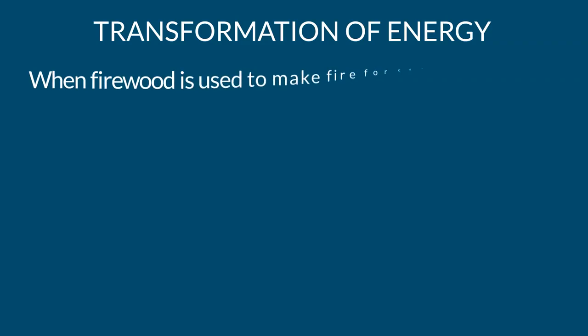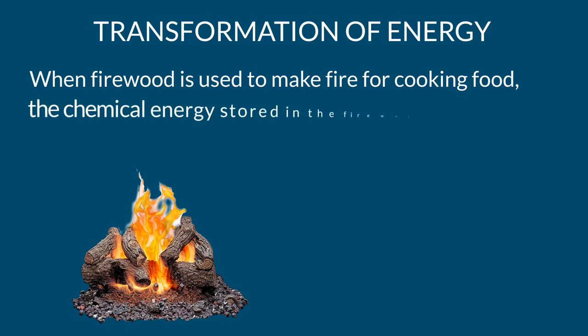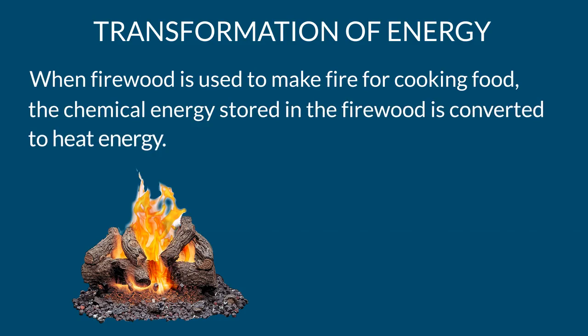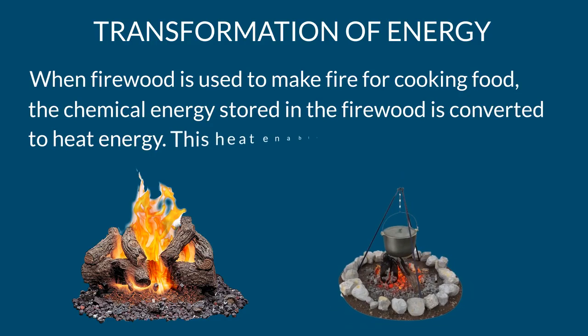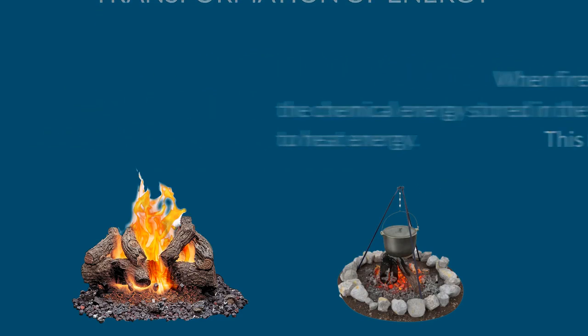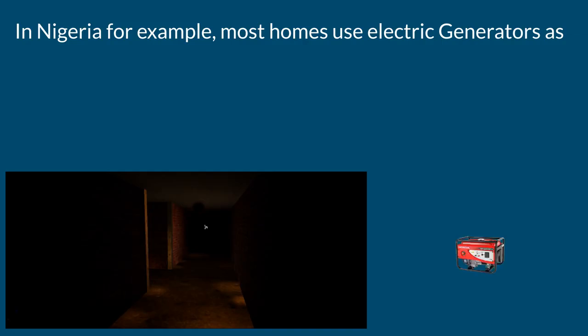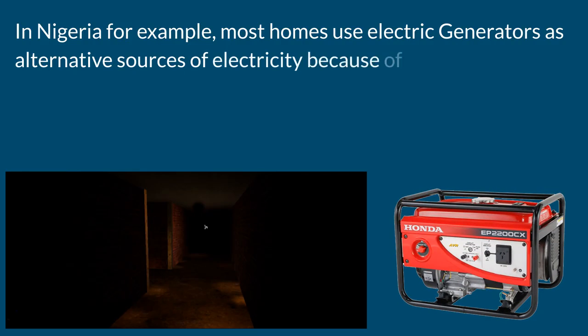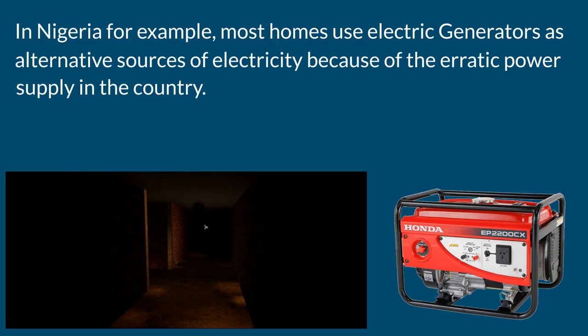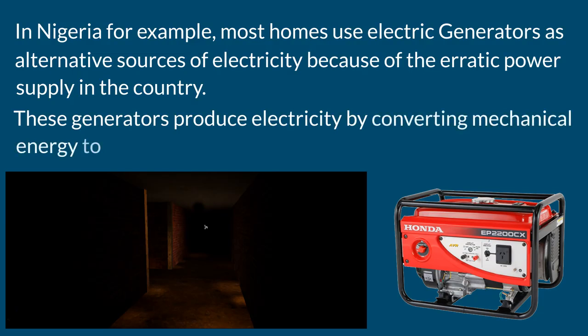When firewood is used to make fire for cooking food, the chemical energy stored in the firewood is converted to heat energy. This heat energy enables the food to be cooked. In Nigeria, for example, most homes use electric generators as alternative sources of electricity because of the erratic power supply in the country. These generators produce electricity by converting mechanical energy to electrical energy.